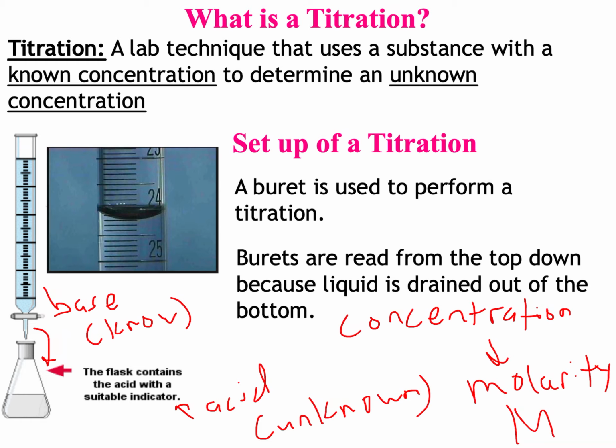So how do we know when to stop? How do we know when we've added enough base to neutralize all of the acid in the flask? Well, that's where this comes into account. We have a little formula for titration: MAVA equals MBVB.